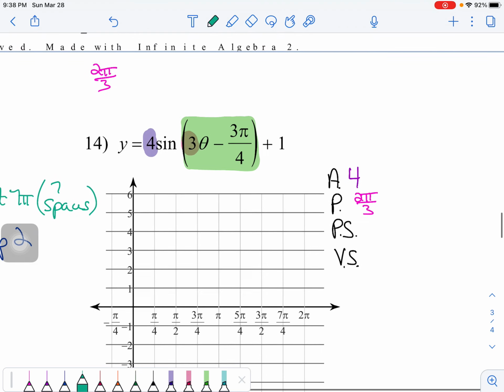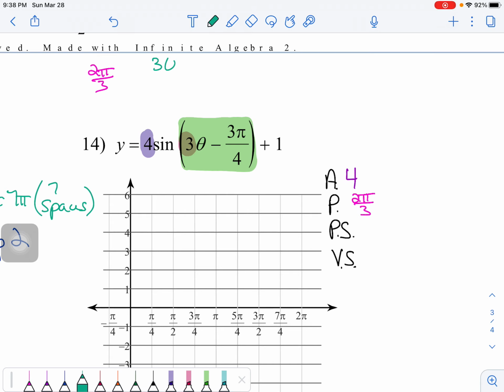So I'm going to take the whole thing. So 3 theta minus 3 pi over 4 equals 0. I'm going to go ahead and multiply it by 4. So 12 theta equals, whoops, let's actually get everything in the right order. So 12 theta minus 3 pi equals 0. So 12 theta equals 3 pi. Divide both sides by 12.